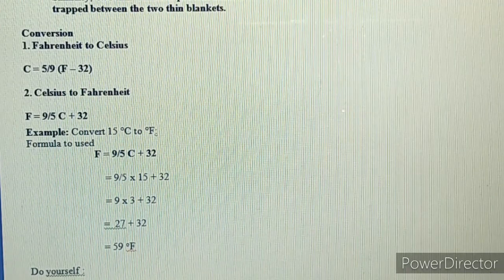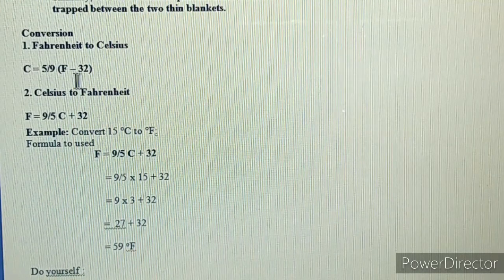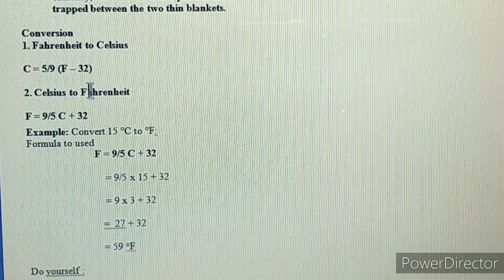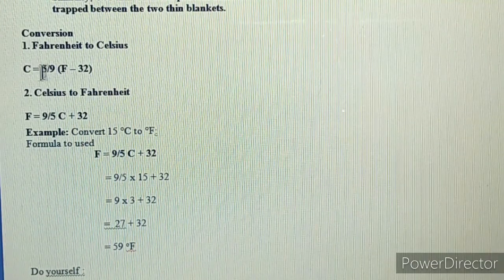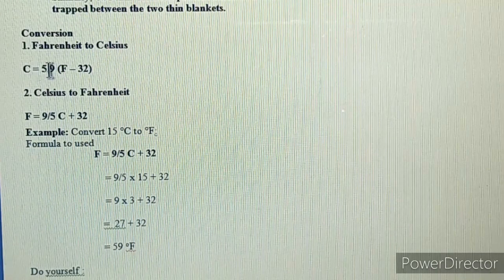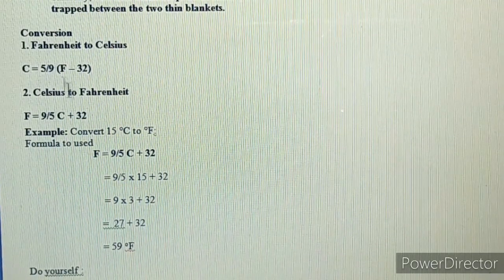What is the BODMAS rule? First you have to solve the bracket, then the off, then the division, then the multiplication, then the addition, and then the subtraction. So the BODMAS rule you have to use here. First solve the bracket, then the off if there is any, then the division.